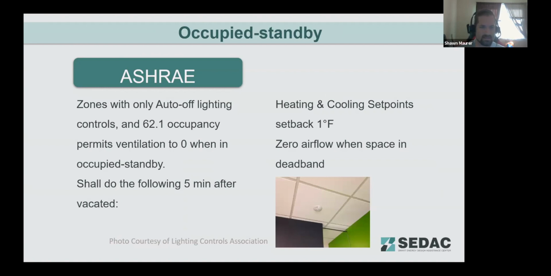Something else that ASHRAE includes, IECC does not, is an occupied zone standby setting. So zones with only auto off lighting controls, and 62.1 occupancy permits ventilation to go to zero when in occupied standby. So looking at ASHRAE's ventilation standard 62.1 there, in certain spaces they do allow that ventilation to drop when a space is verified as unoccupied by a monitoring sensor. After that 5-minute period of being vacated, the heating and cooling set points should set back by 1 degree Fahrenheit, and the airflow can be at zero when it's in the deadband range for that temperature set point. Something that they're working to provide here is setback of zones when there's no occupants present.